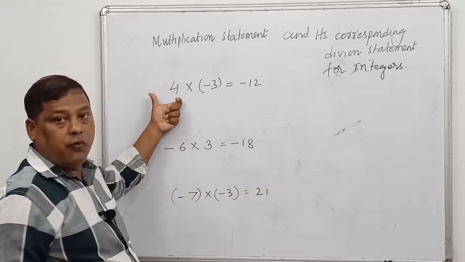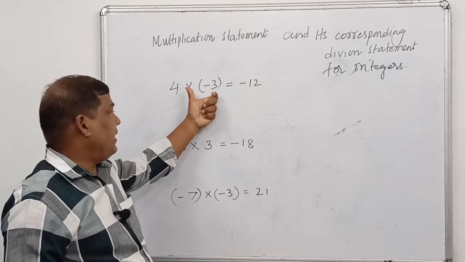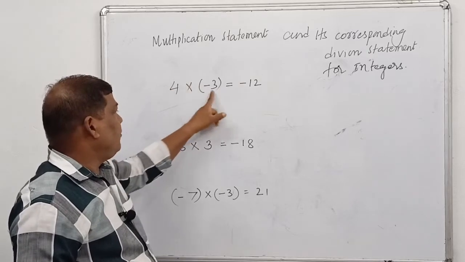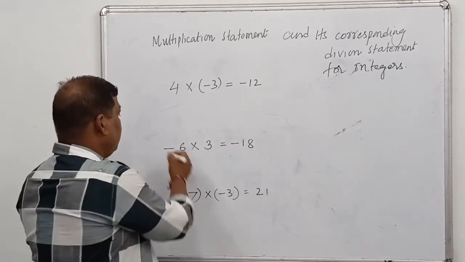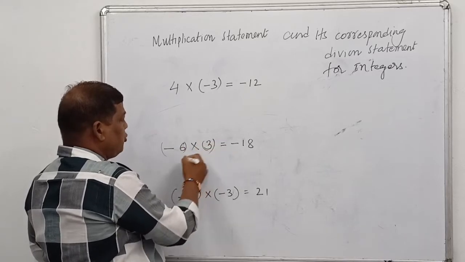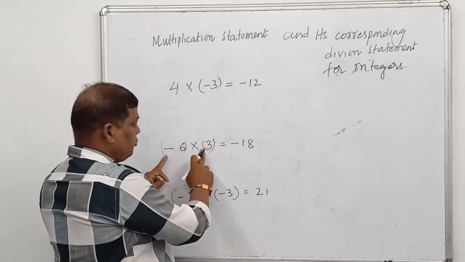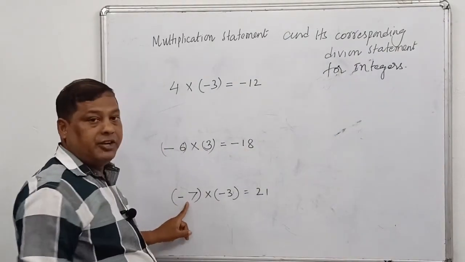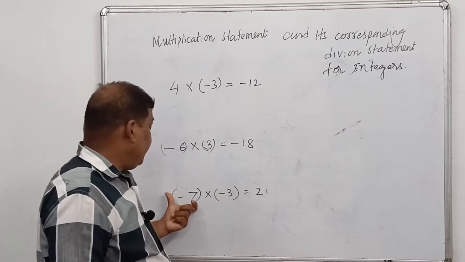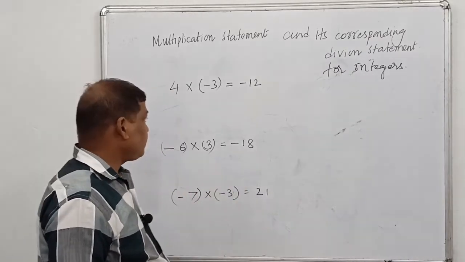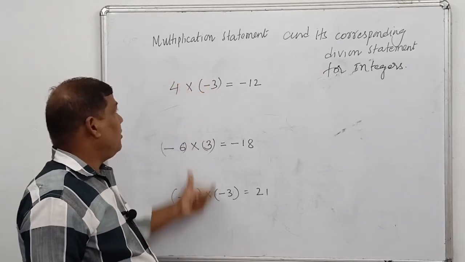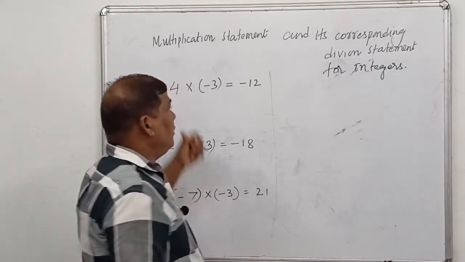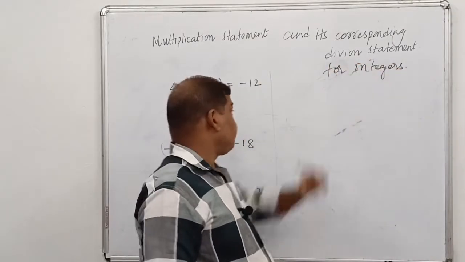See, 4 is the positive integer, minus 3 is the negative integer, so plus times minus gives minus. 4 times 3 is 12; here is the negative integer, here is the positive integer. A negative integer multiplied with a positive gives negative. Now 6 times 3 is 18. Here is the negative integer, here also negative integer, and then 7 times 3 is 21. Now these three statements are multiplication statements. Now we will see their corresponding division statements.